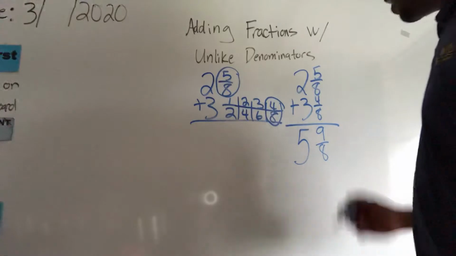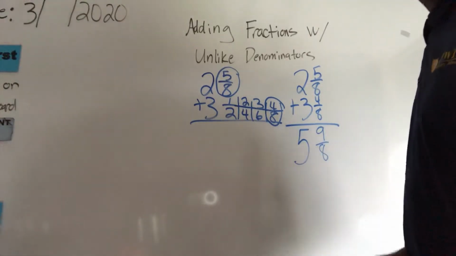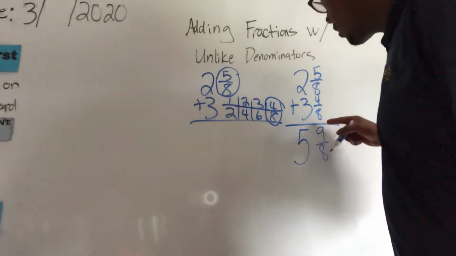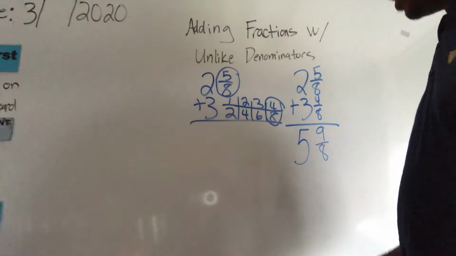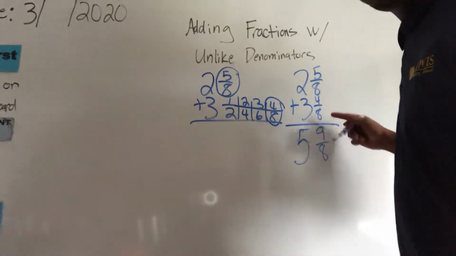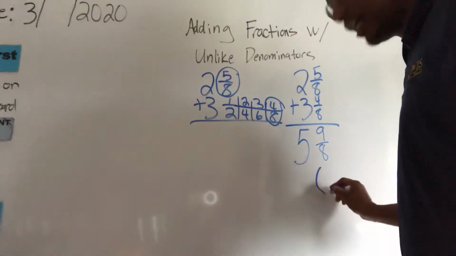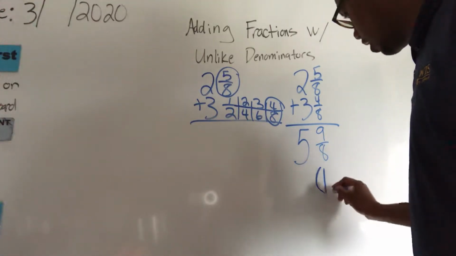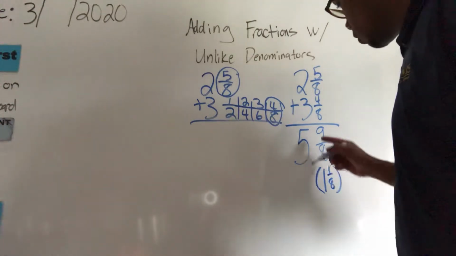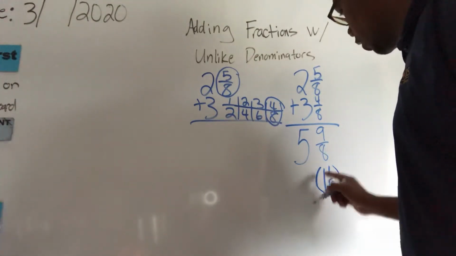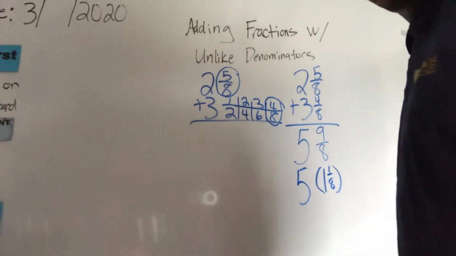But it's not the answer, because you have a big head fraction like Mr. T. You have an improper fraction. That means the numerator is bigger than the denominator. What that means is that there's a whole number inside the numerator, because 8/8 would be one whole. Since I have 9/8, technically this is 1 and an extra 1/8. 8/8 is one whole, so 9/8 must be one whole and an extra 1/8. And then I have 5 over here.